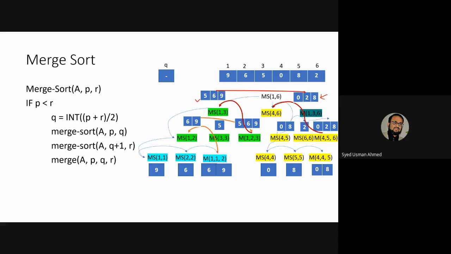Finally, what is happening is this M 1 comma 3 comma 6 is the final merge procedure, and it will take the two lists 5 6 9 and 0 2 8 and merge them into a single list, right? So MS 1 6 will finally return a complete list which is 0 2 5 6 8 9, which is a combined sorted number list from the two sublists. So in this way, this complete merge sort procedure is implemented with two sub merge sort procedures and one merging procedure, right? Hope that you understand this.